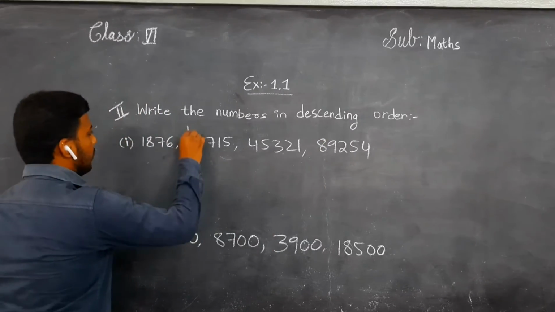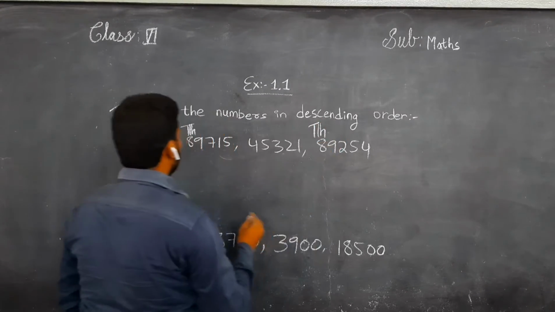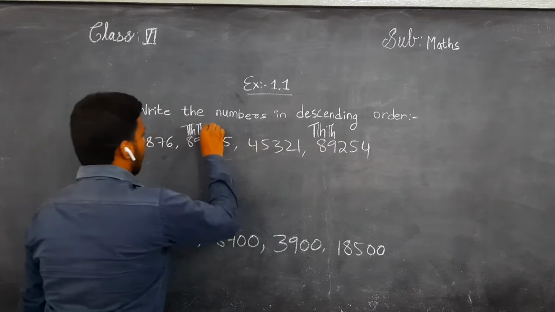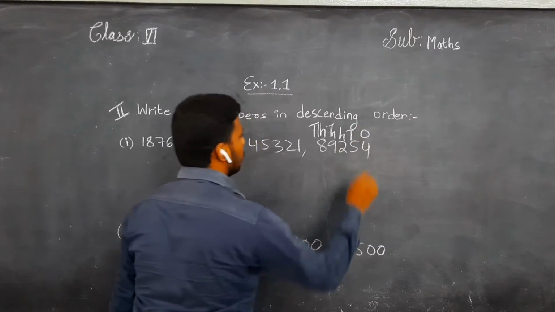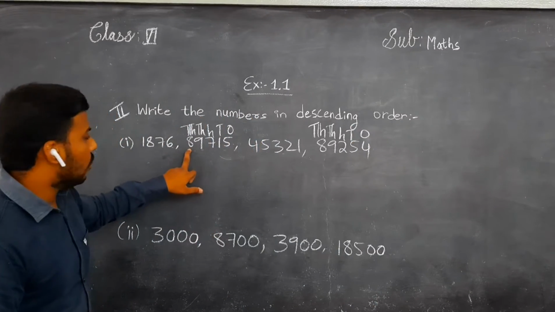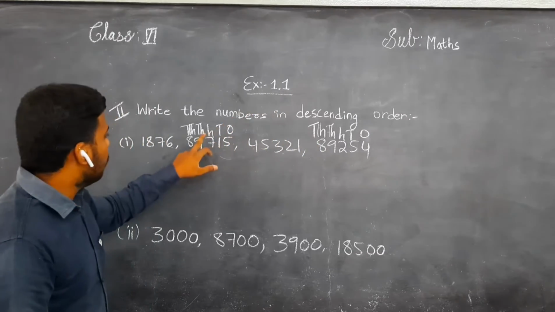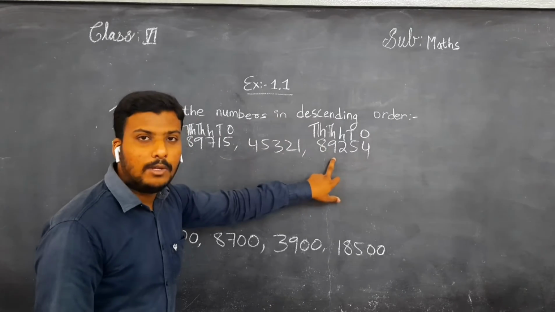Okay, we will see 10,000 and 10,000. Next, thousands, hundreds, tens, ones, thousands, hundreds, tens, ones. See, in the place of 10,000 we have the value 8, and here also the same. And in the place of thousands we have the value 9 again. Here also we have the value 9.